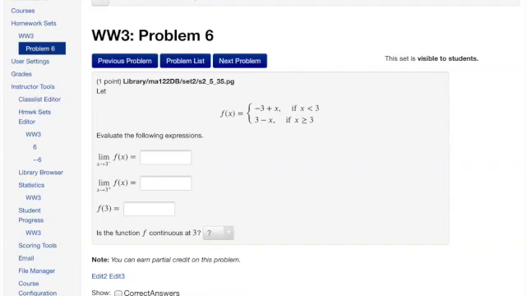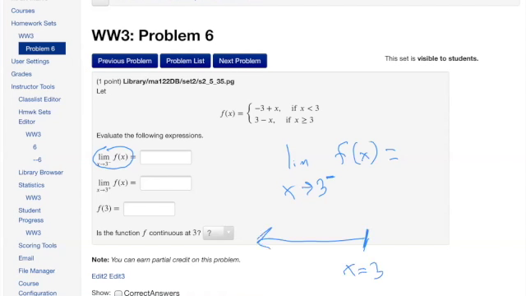So I can graph this if I want to, but I'm just going to go off of the formula. When I look at the limit as x approaches 3 from the left of f of x, what that's saying is I'm coming up on x equals 3, but I'm coming up on it from numbers that are smaller than 3. So I can think of this as approaching x equals 3 minus something.